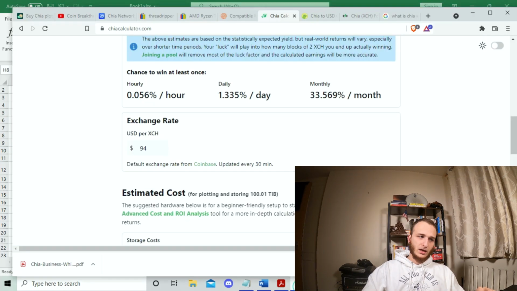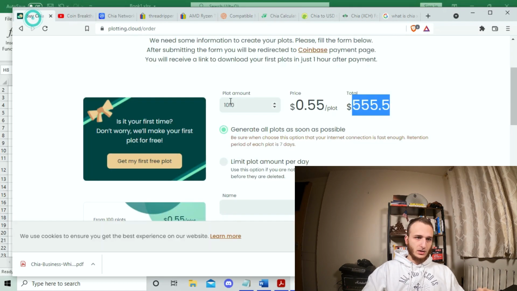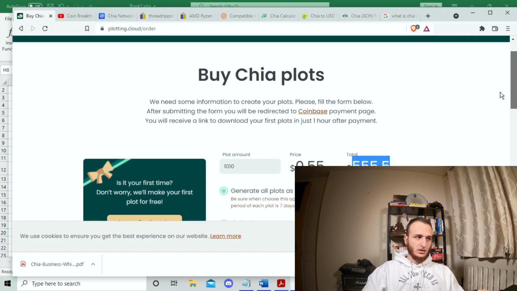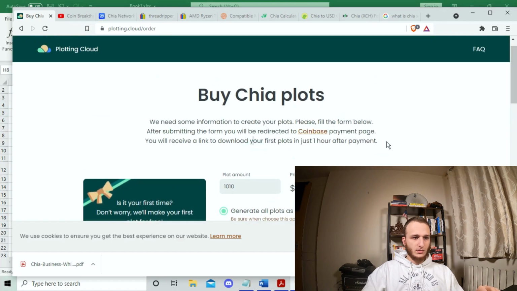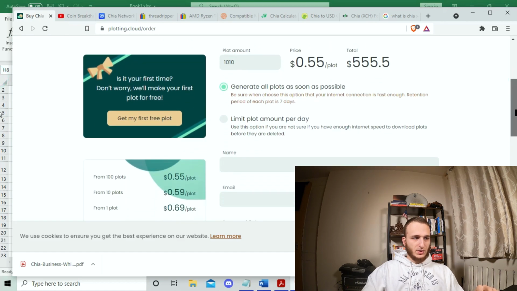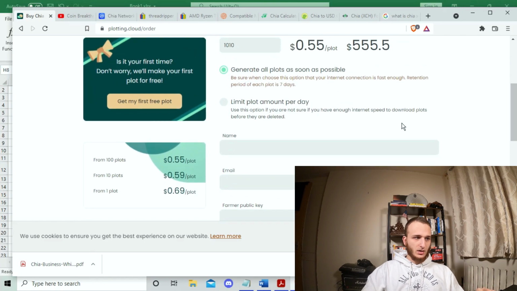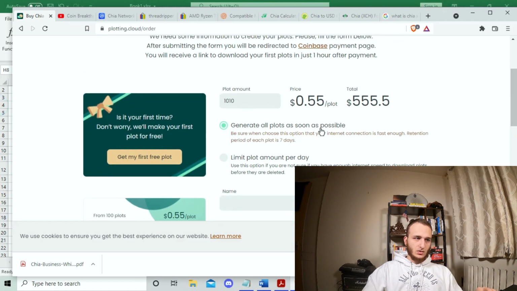And then the other option is that you buy plots that have been pre-plotted, and you buy them from a third party. So let's go to this website, one of the particular websites where you can get it from. Obviously the more plots you get, the better. So if you get 1,000, it would be 550.